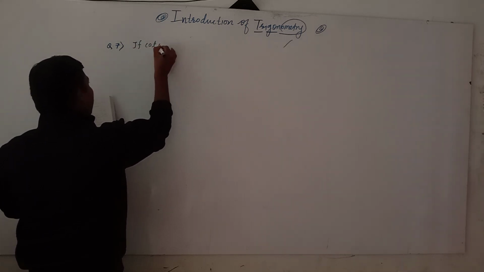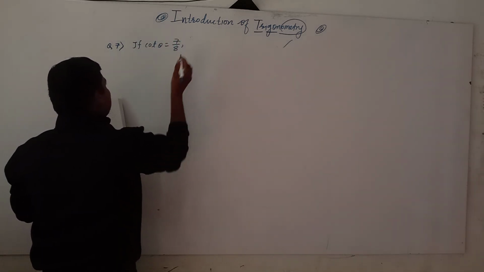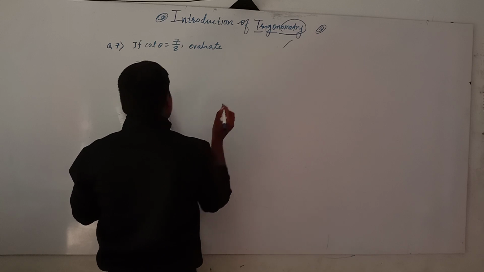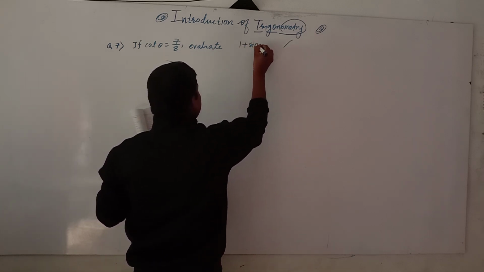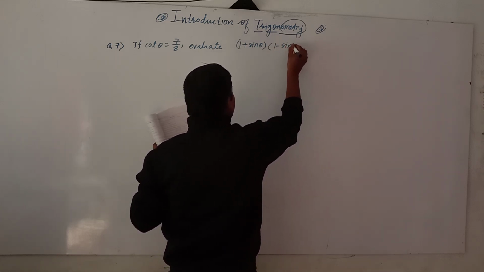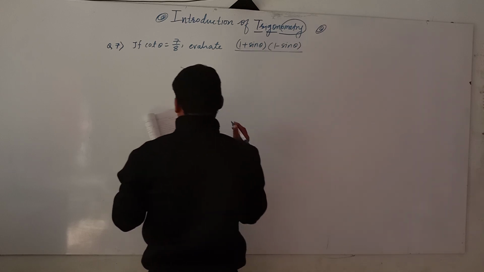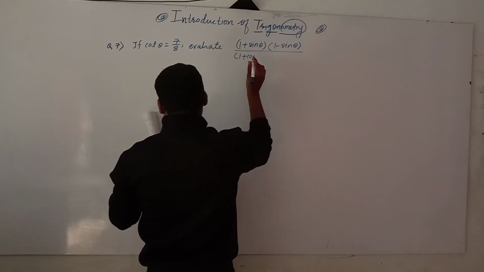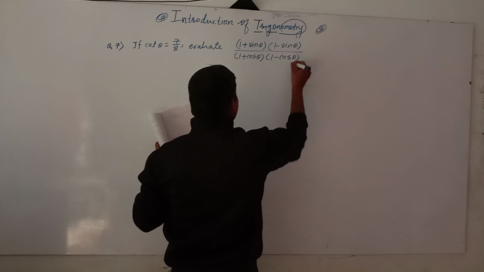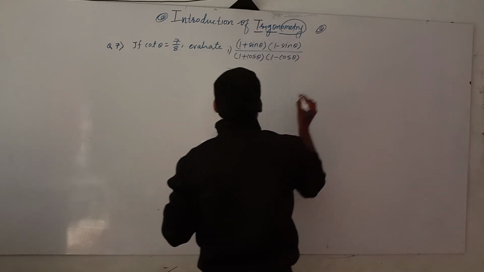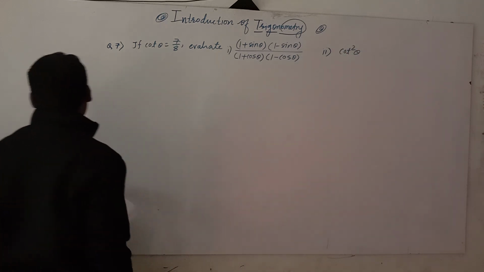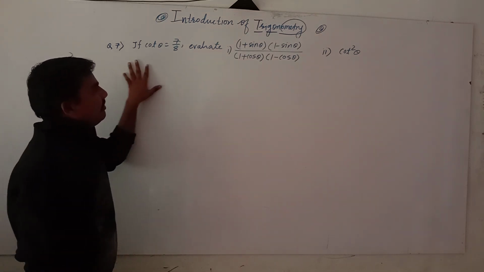If cot theta is equal to 7 by 8, evaluate: first, (1 plus sin theta)(1 minus sin theta) upon (1 plus cos theta)(1 minus cos theta), and second is cot square theta. Okay, it is question number 7, a very important question.